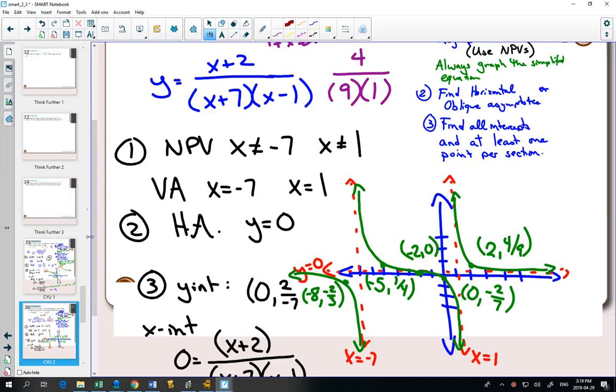Okay? Once you find your x-intercept, you cannot make more x-intercepts. So that's the only x-intercept there could have been. And once you have a point in a section, your graph goes towards the asymptotes in that section. And there's your final graph.